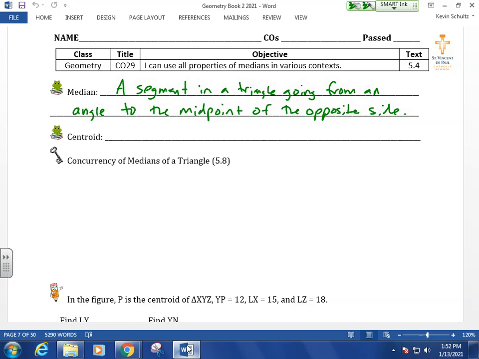So what do you think medians get most confused with? Median. No. Emily? Midpoint? No. Angle bisectors, right? Because both of them come from an angle and go to the opposite side. The difference is an angle bisector bisects the angle and just goes to the opposite side wherever it happens to land. The median just comes from the angle and it goes to the midpoint of the opposite side. So we're going to draw both of them out here just to differentiate the two.